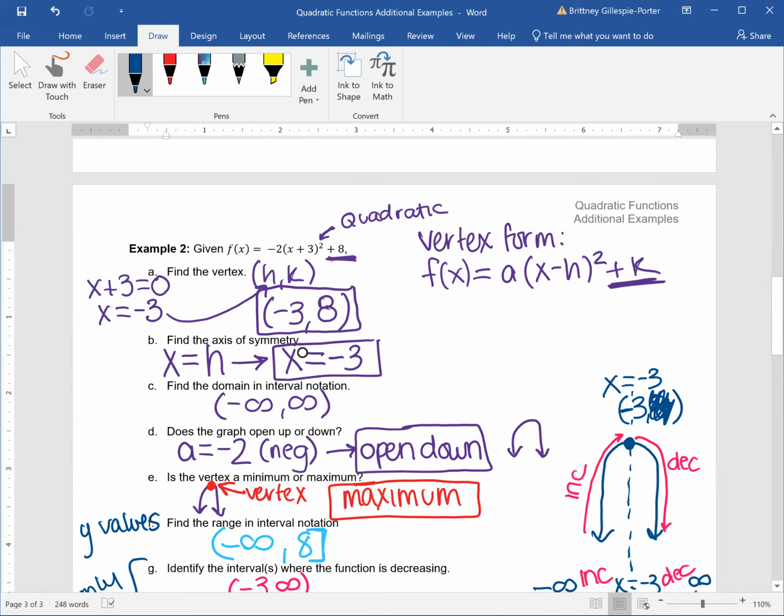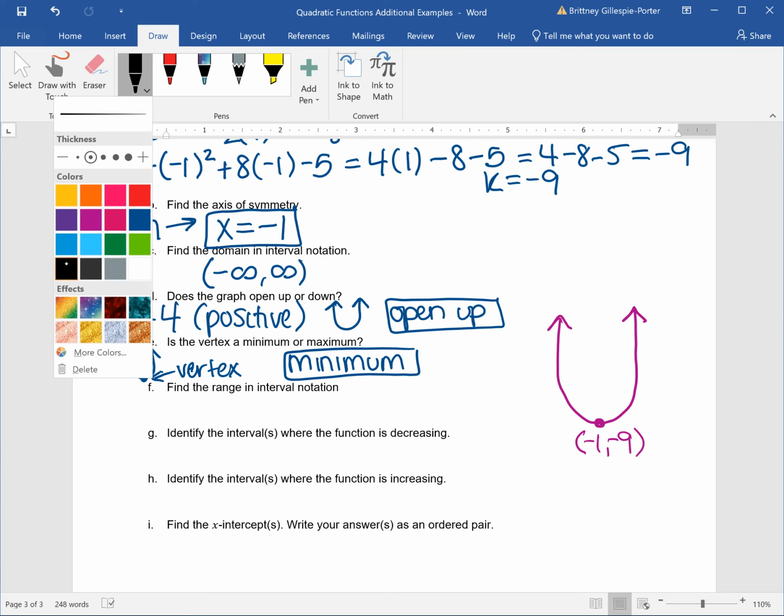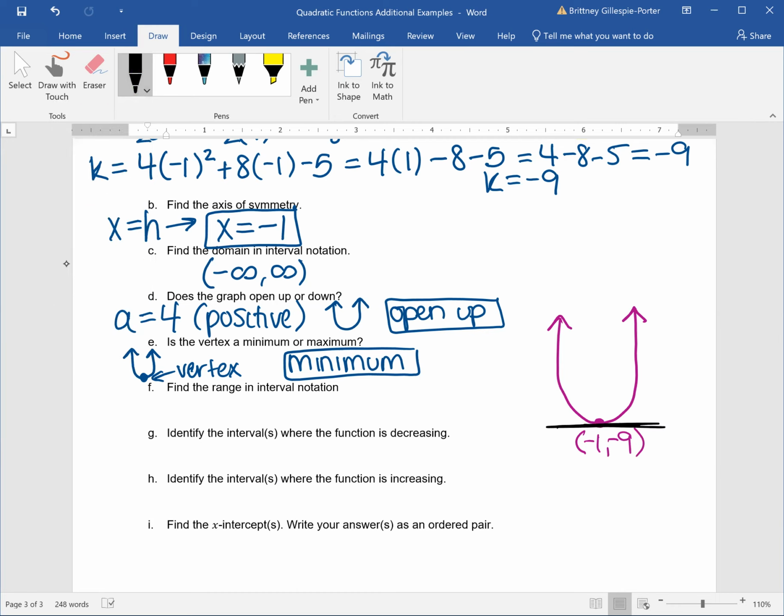Next part, we need to determine the range and where we're increasing and decreasing. So we know that our graph is opening up. I'm going to give us another little visual here. We had our vertex, negative 1, negative 9. So if I am looking for my range, we have a minimum. So that's our base. And then we're going up.